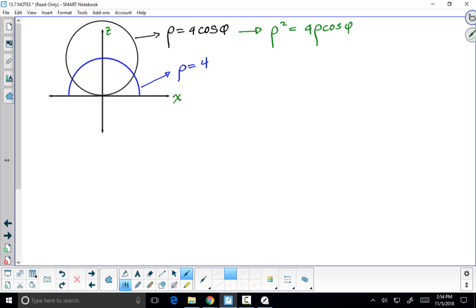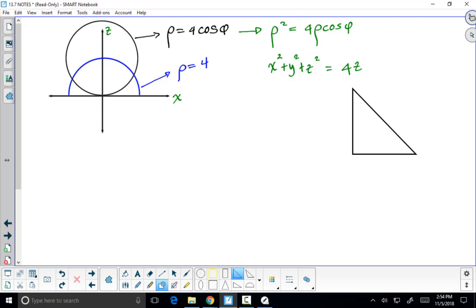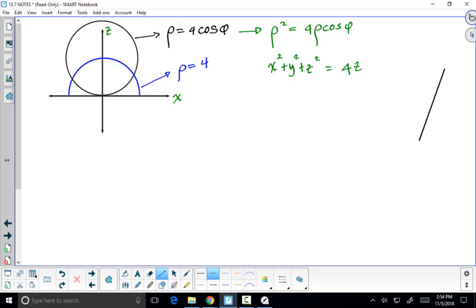we would have that. This is x squared plus y squared plus z squared. This is 4z. Z is rho cos phi. R is rho sine phi. Everyone okay with that? We have that very, very important triangle that relates. Is everybody okay with that, or should I remind you of the triangle that we used to?